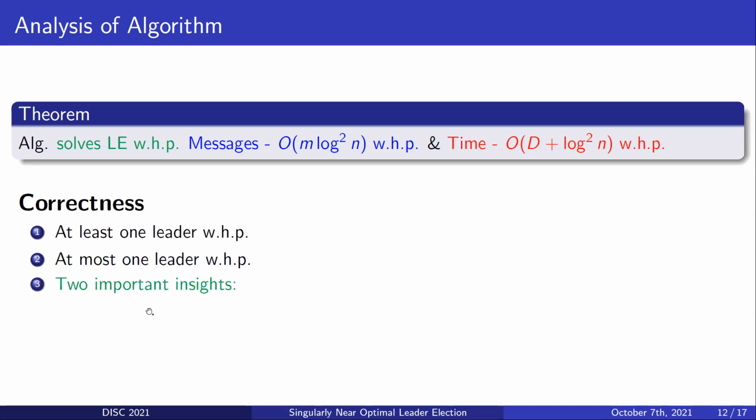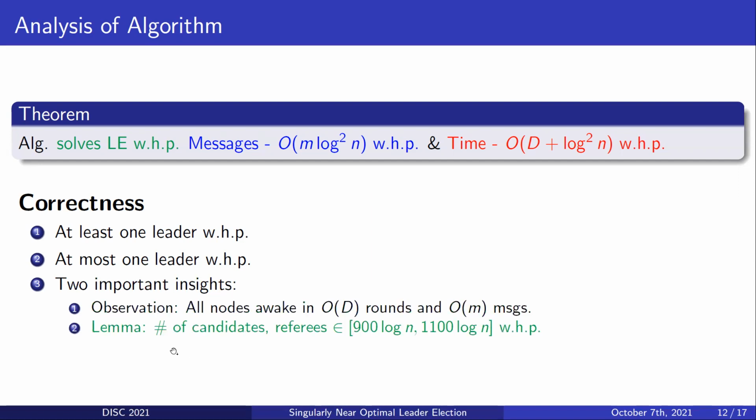Before that, it's important to note 2 things. First, all nodes will be awake in OFD rounds and OFM messages. Second, because all of these nodes are awake initially, they'll be able to participate in the referee and candidate election. And that leads us to the following lemma, which is the number of candidates and referees is within 900 log n and 1100 log n with high probability.